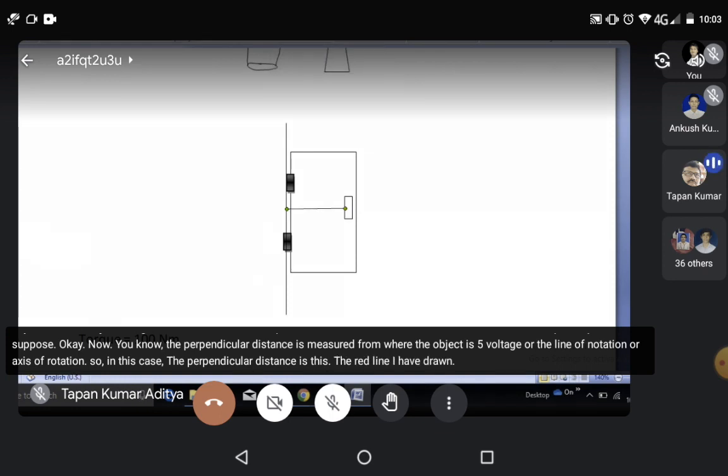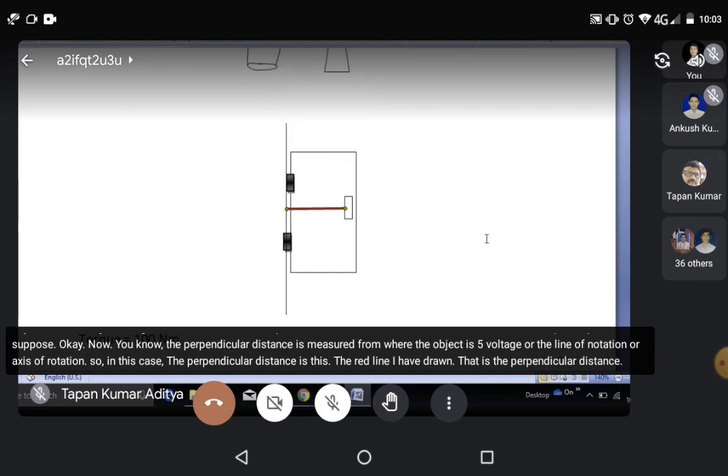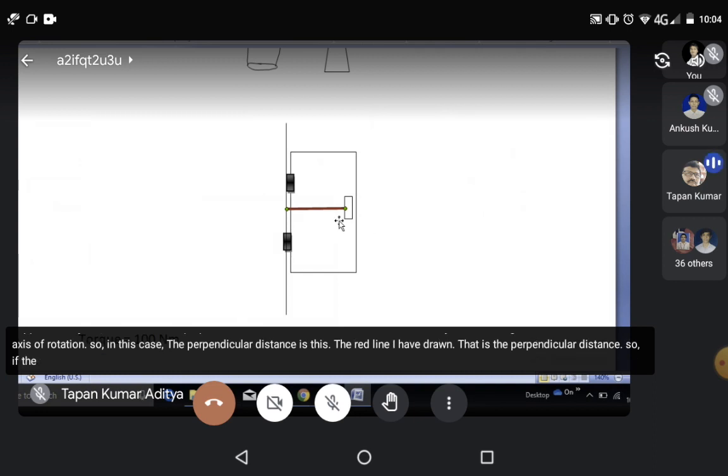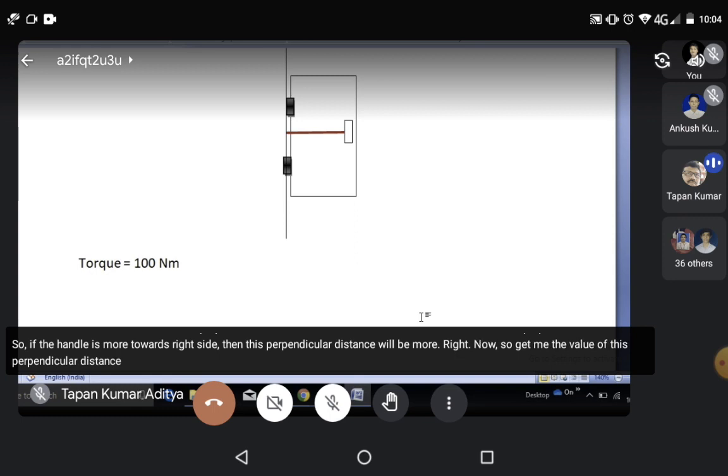The red line I have drawn, that is the perpendicular distance. So if the handle is more towards the right side, then this perpendicular distance will be more. Right? Now, give me the value of this perpendicular distance. Suppose 1 meter. At present, the perpendicular distance is equal to 1 meter.